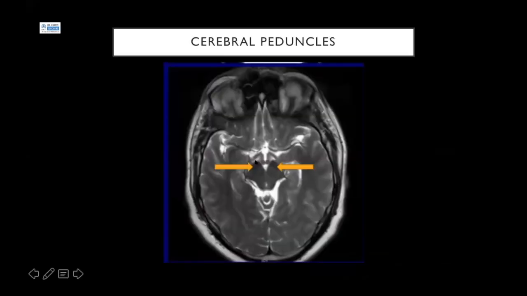And then just to mention, this is the midbrain. These are the cerebral peduncles anteriorly, which connect up to the thalamus. And here we can see the mammillary bodies, as previously noted. And this is the interpeduncular cistern here.